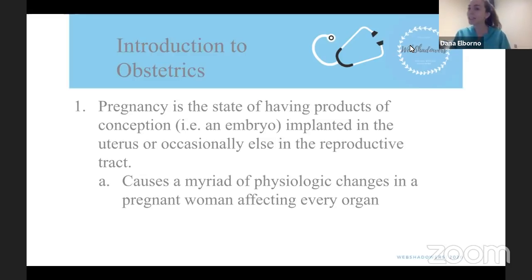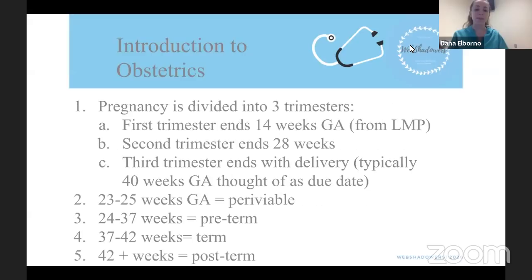So essentially, to introduce obstetrics, you have to introduce pregnancy and what pregnancy is. Pregnancy is the state of having products of conception, in other words, an embryo, be implanted in the uterus or occasionally elsewhere in the reproductive tract. When it's implanted outside of the uterus, that's called an ectopic pregnancy, which we are not talking about today. What we're talking about today is when a pregnancy implants normally in the uterus and grows through a normal gestation. Even in a normal state of pregnancy, there's a myriad of physiologic changes that occur in a pregnant patient, and it affects every organ in the body.